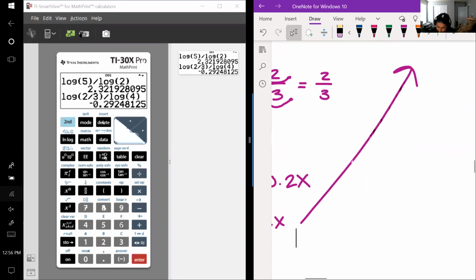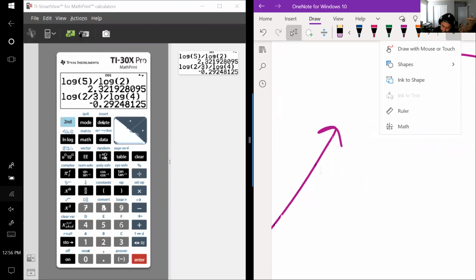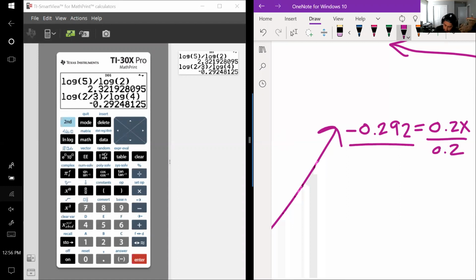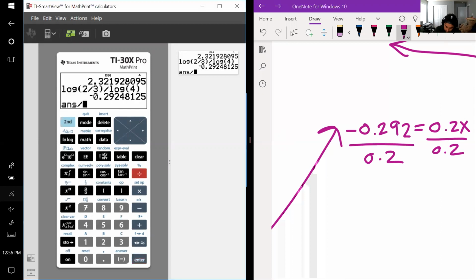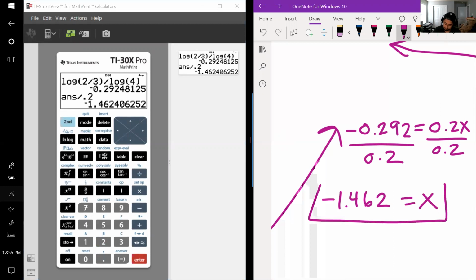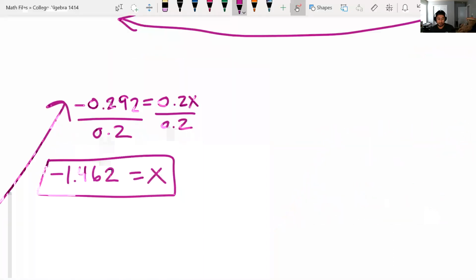All right, perfect. And now, to 3 decimal places, negative 0.292 equal to 0.2x, we will now divide by 0.2. And we'll get negative 1.462 equal to x. Just ugly, I know.